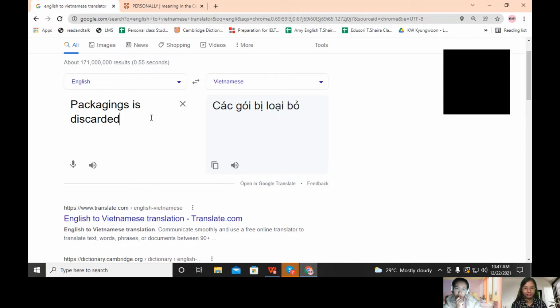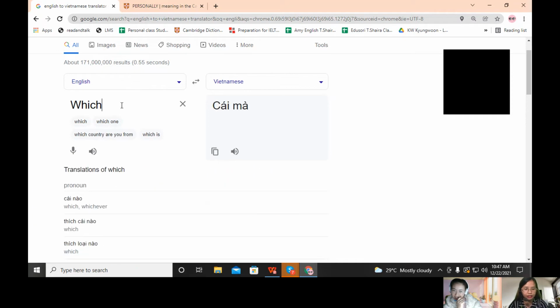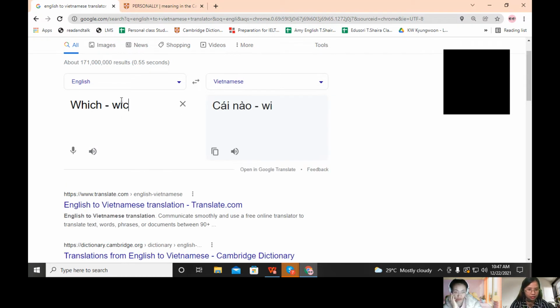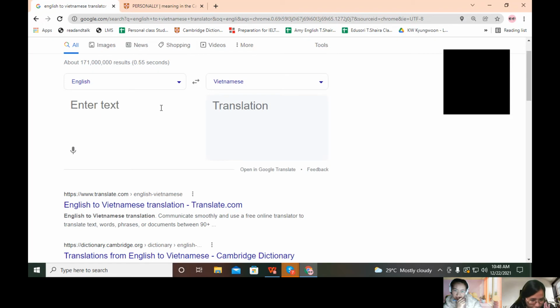What do you think? Packagings are discarded. Yes, packagings are discarded. And your pronunciation of this one? Which. But earlier you just said it like this, week. So you don't have to pick. Yes, because it's already fixed in your mind. And maybe it's the effect of the Vietnamese accent. So we have to work on that one.